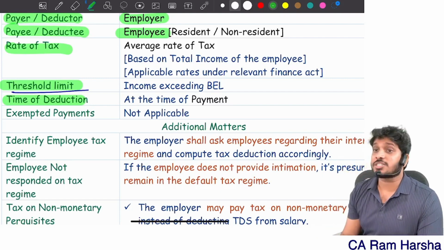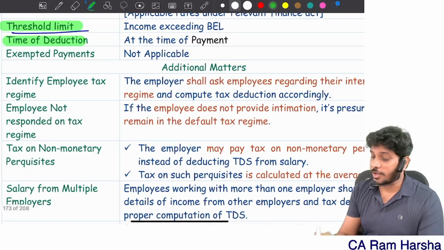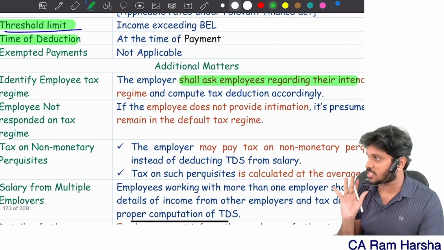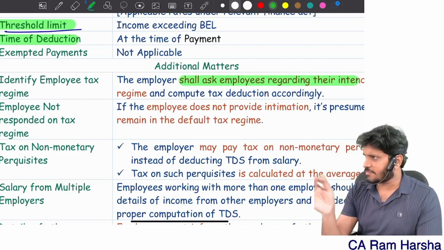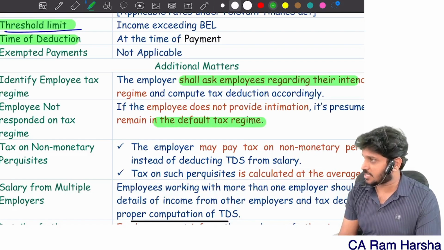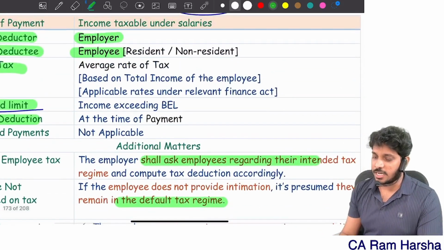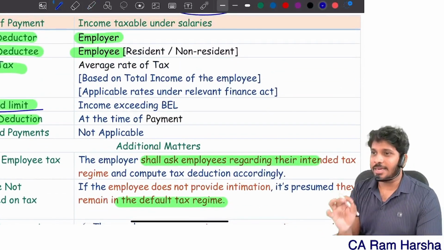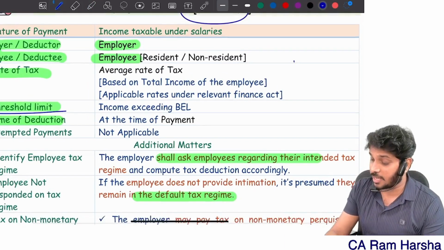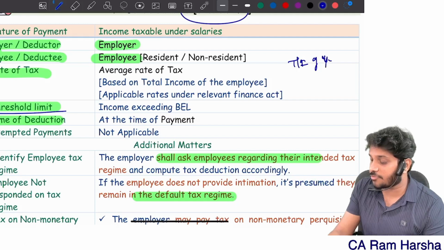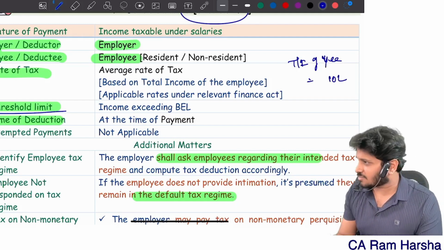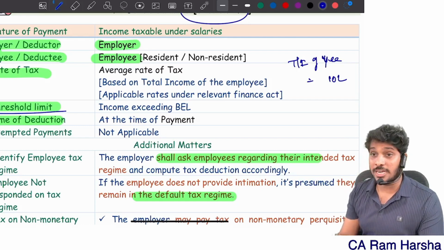First, under 192, the employer has to ask the employee what tax regime they follow. They will tell you normal or default. Suppose the employee did not reply, we by default assume the default tax regime. Correct? Now, in this section, what is the complexity? The company paying salary has to identify the total income of the employee. Suppose the employee's total income is exactly 10 lakhs. Total income means what?